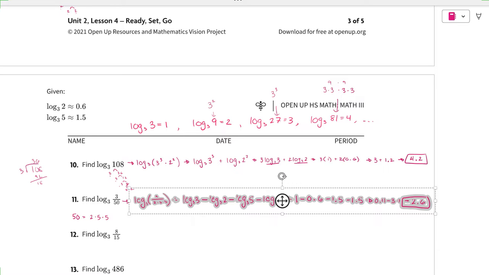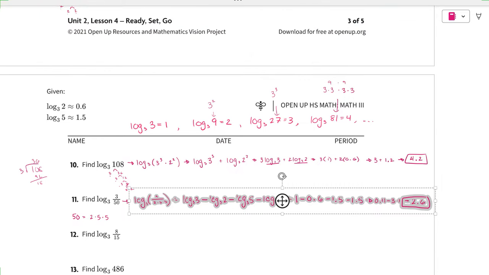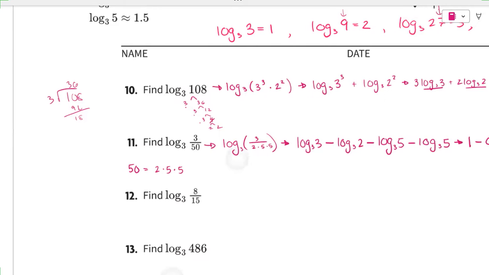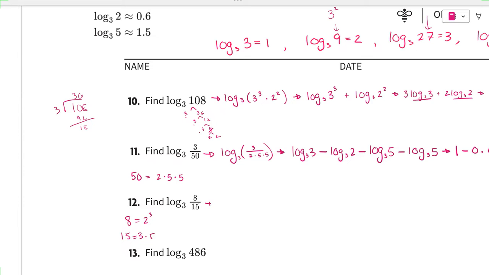Okay, so question 12. Log base 3 of 8 over 15. Always look to see if these simplify, by the way. This one doesn't, right? But 8 can be written as 2 cubed, and 15 is 3 times 5. So I'm, again, using 2s, 5s, and 3s. So log base 3 of 2 cubed, and I could do 2 times 2 times 2, but I'm going to do it as 2 cubed because I think that's a little faster. And then 3 times 5 on the bottom.